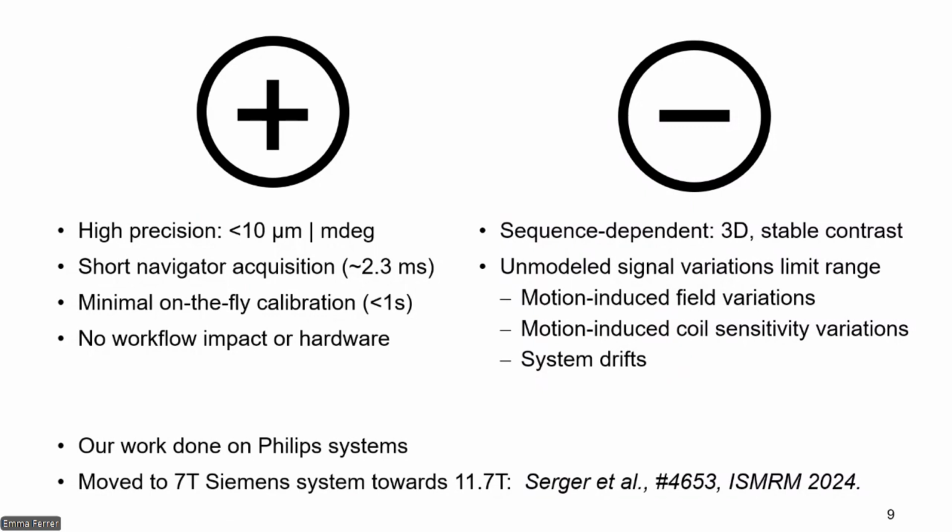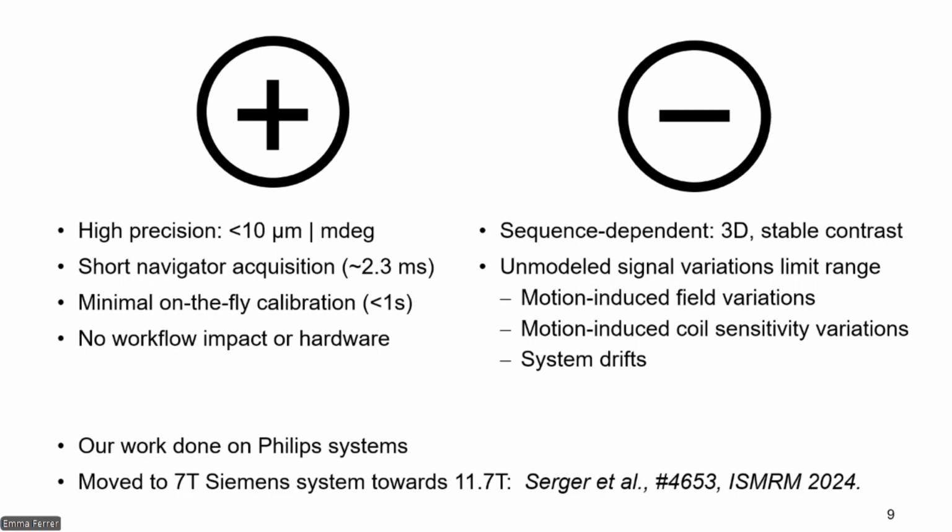So a few pros and cons. What the method can deliver is high precision, single digit micrometer and millidegrees. We have short navigator acquisition, so they don't take long in the sequence, and there's a minimal on-the-fly calibration in sub-seconds. So this is pretty nice about the method. No hardware requirements, no workflow impact. You just start the scan and go.